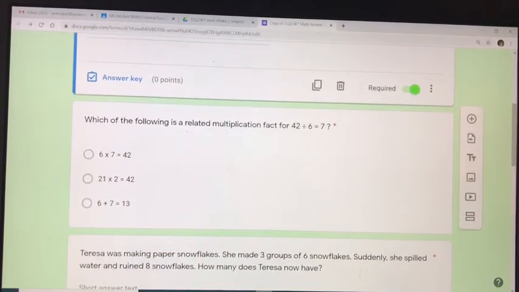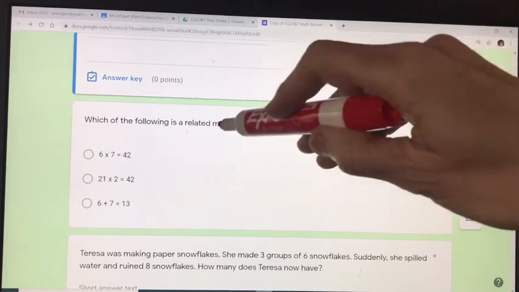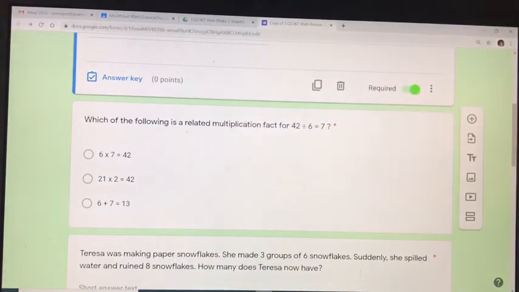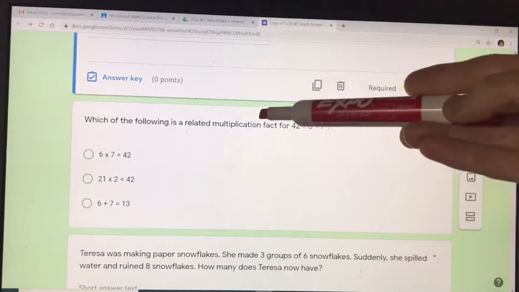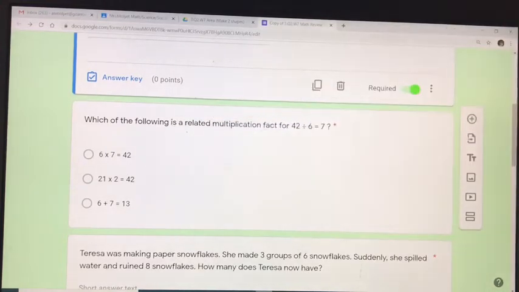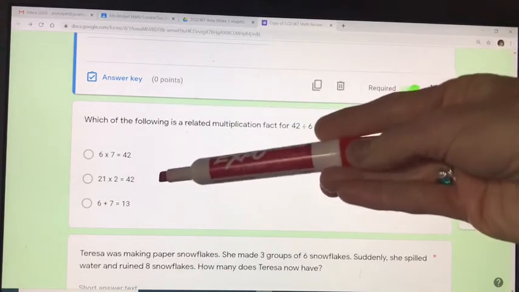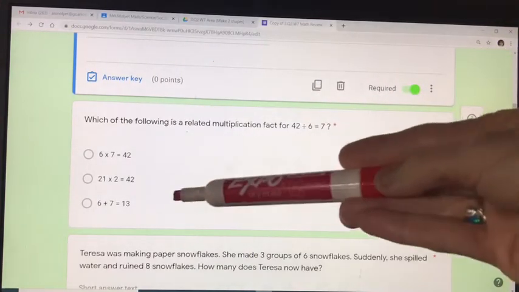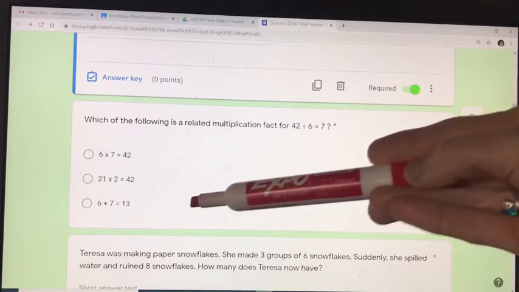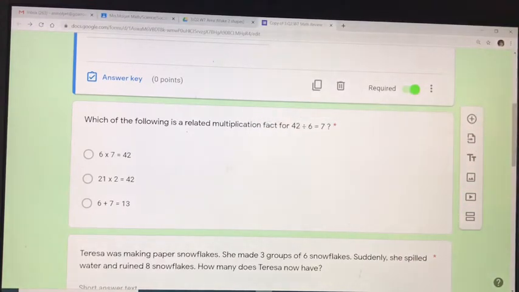Let's look at the first problem. It says, which of the following is a related multiplication fact? So they're looking for that keyword, multiplication fact, for 42 divided by 6 equals 7. I know I need to choose a multiplication answer. So the first two would be my possible answers. My last one's addition, so that doesn't make sense. It's looking for a multiplication fact.